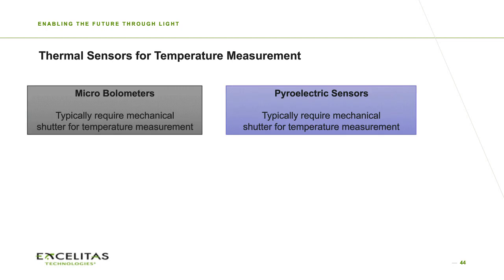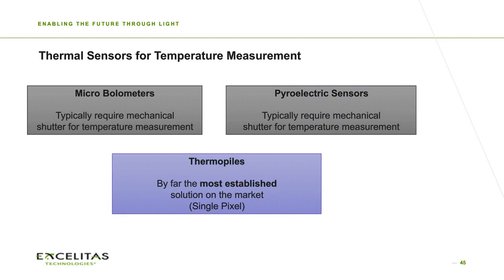Because of this mechanical shutter requirement, I'm focusing on our solutions, which are, on the one hand, you can use pyroelectric sensors. They also have the downside that you need a mechanical shutter for temperature measurement, despite being very accurate and long-term stability possible. So what has established on the market in high volumes are thermopiles. They are by far most established for single pixel solutions.